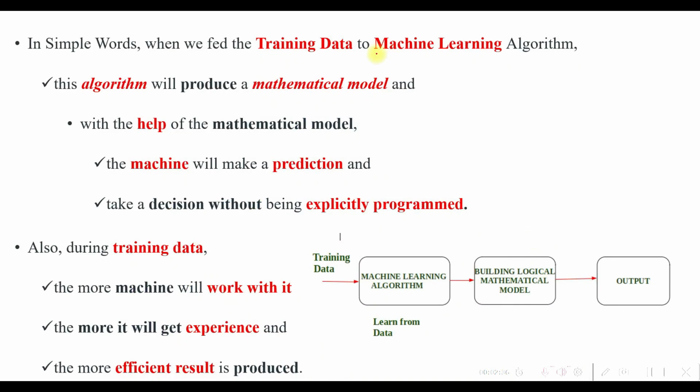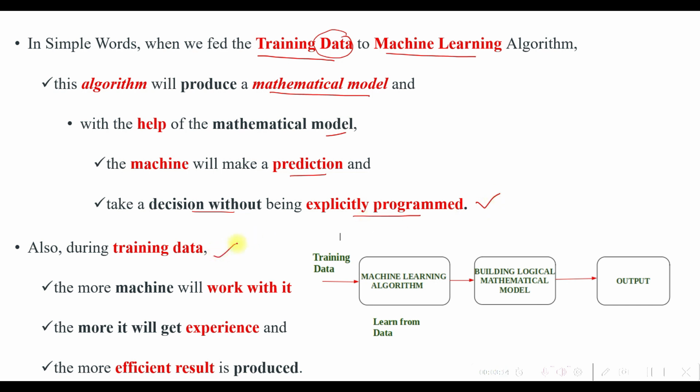Now, in simple words, we feed the training data to the machine learning algorithm. That means for machine learning, the data is very important. From this algorithm, we produce a mathematical model, and with the help of the mathematical model, the machine will make a prediction and take a decision without being explicitly programmed. Simply, it is called machine learning.